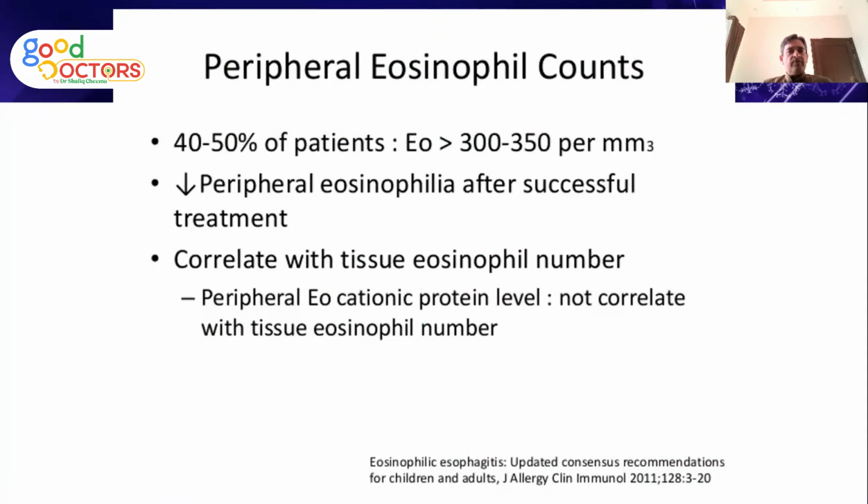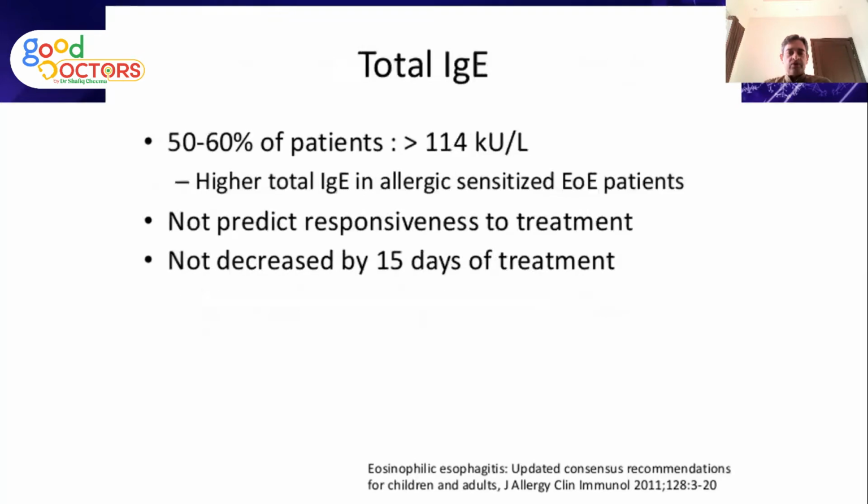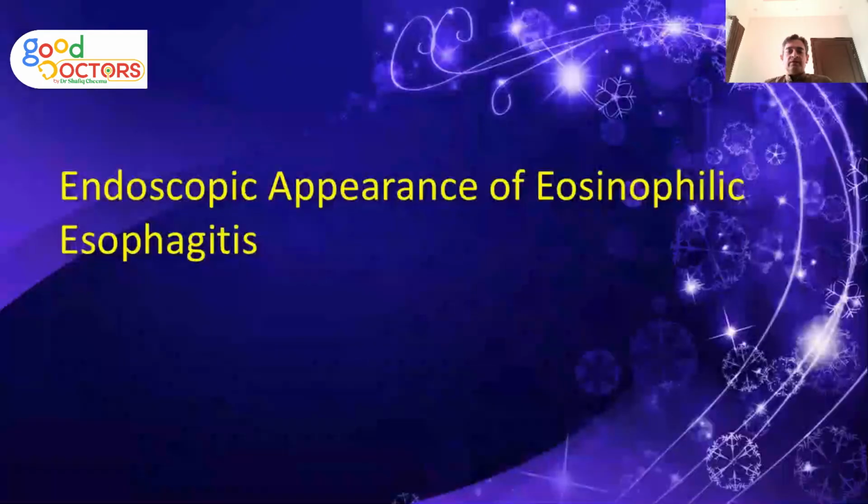Peripheral eosinophilia, which is commonly seen in diseases which have got allergic background, is seen in 40 to 50% of the patients, and it does improve after successful treatment of eosinophilic esophagitis. But the correlation with clinical manifestations and obviously disease is not very strong. Similarly, IgE levels are found to be high in 50 to 60% patients of eosinophilic esophagitis, but it's not predictive of response. And generally, there is no change in its level with the treatment. So we don't use IgE levels and peripheral eosinophilia for making the diagnosis of eosinophilic esophagitis.